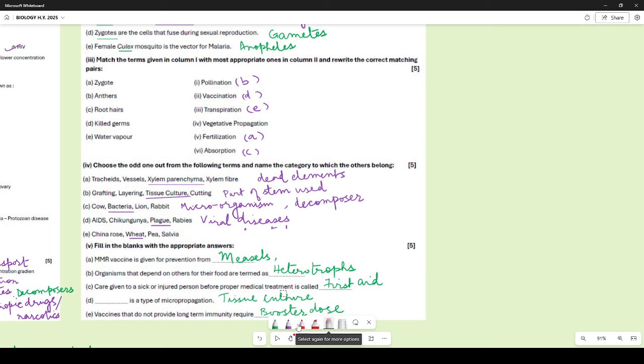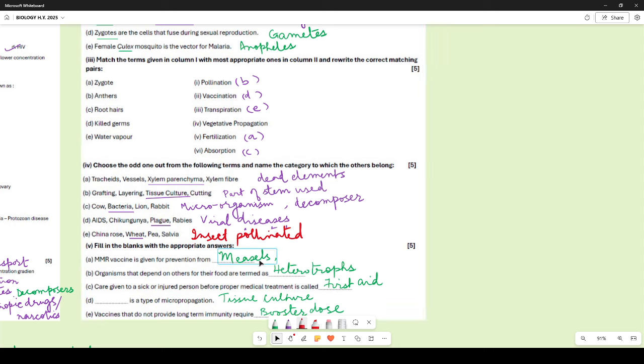So for the others here we can write that they are insect pollinated, or you can also mention salvia. Salvia is cross pollinated, whereas all the other three are self pollinated. Okay, that also, but wheat is not self pollinated. Tick. China rose, wheat and pea are self pollinated, and salvia is cross pollinated. So that is also a correct option.